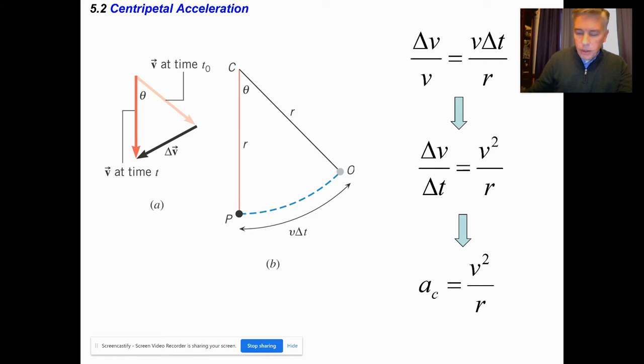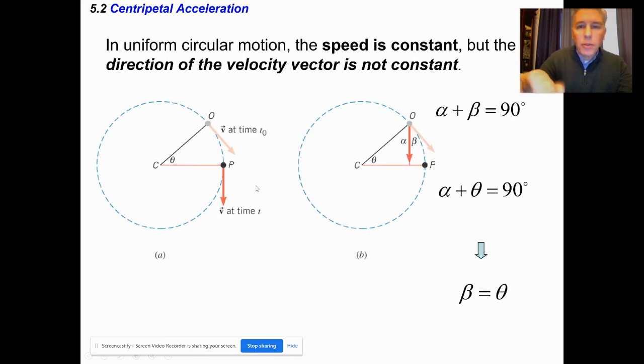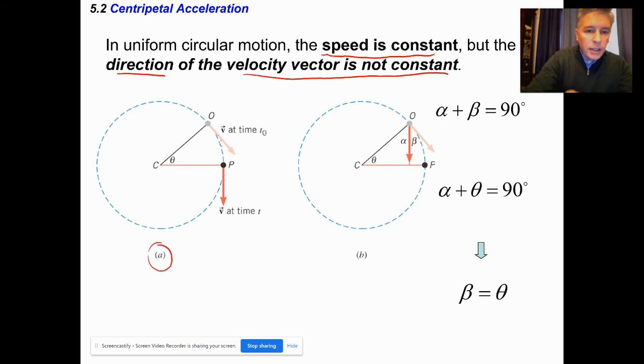Whoops, go back for a second. Sorry about that. The speed is staying constant, but the direction of your velocity is not. So if I look at a circle in A here, and at certain times, let's say at time 0, the object's right there, and at time P, or sometime later, it's there.